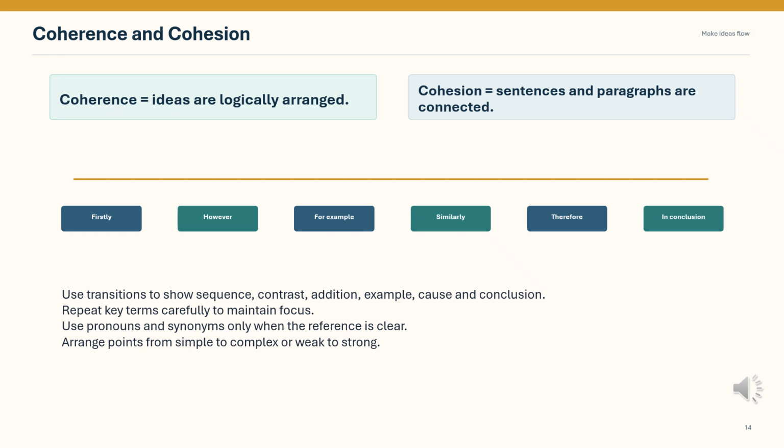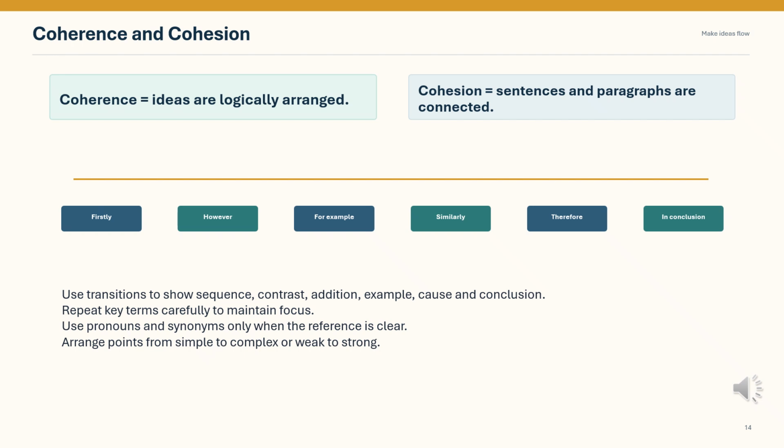And now a bit of information about cohesion. You can maintain cohesion by repeating key terms carefully. For example, if your essay is about communication skills, once again, you keep returning to that phrase or related words. Like what can be the related words? It can be clarity, it can be interaction, it can be professional expression.